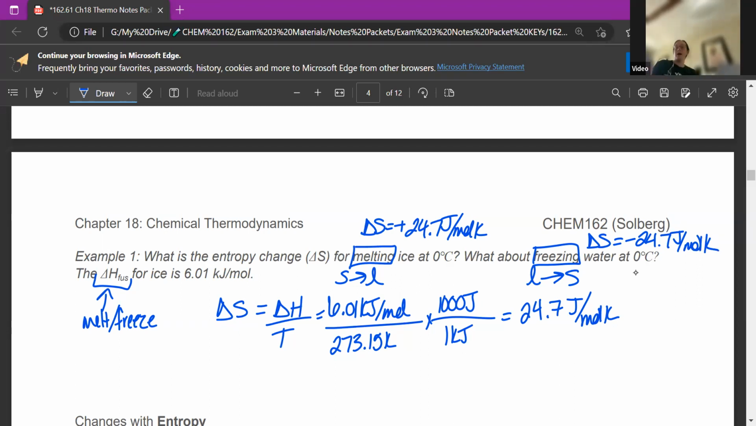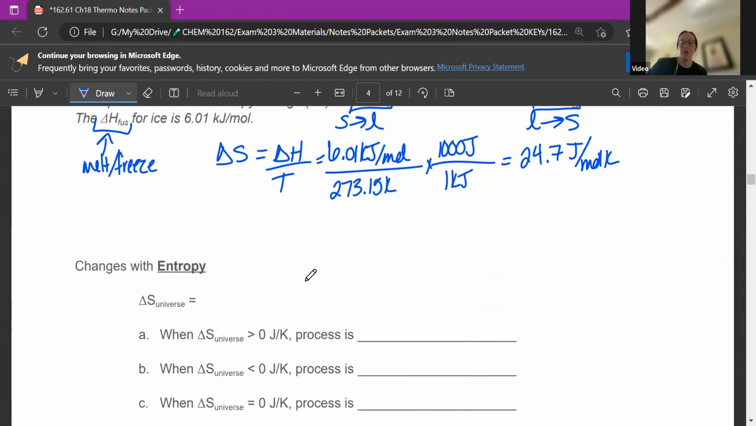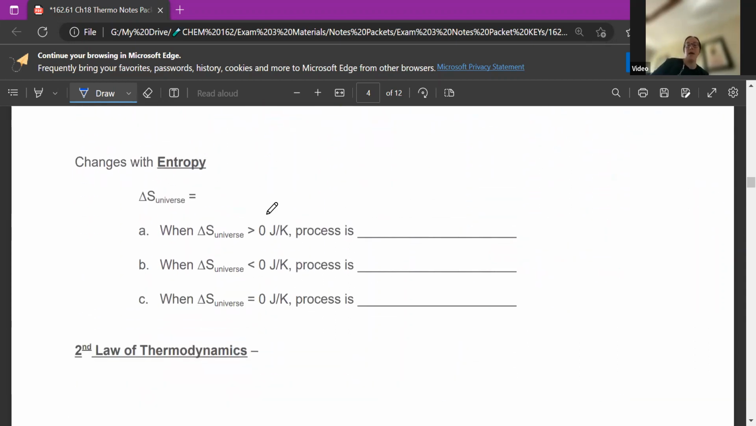All right. So positives and negatives in entropy, just like in enthalpy, mean different things if it's becoming more entropic or less entropic. Okay, so we're going to talk about these changes with entropy. There's kind of a law that goes with it, just like you can't create or destroy energy. The same thing applies to entropy. The delta S of the universe is equal to the delta S of the system plus the delta S of the surroundings. Again, it's kind of like heat, right? You can't create or destroy.